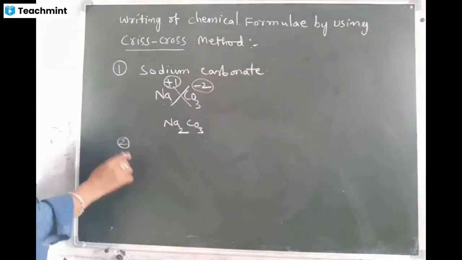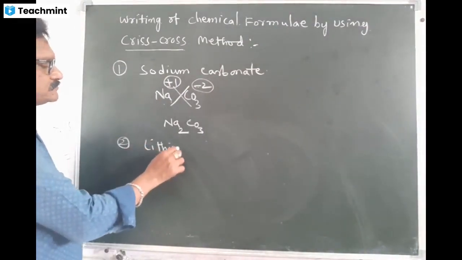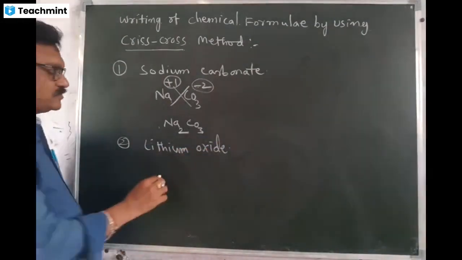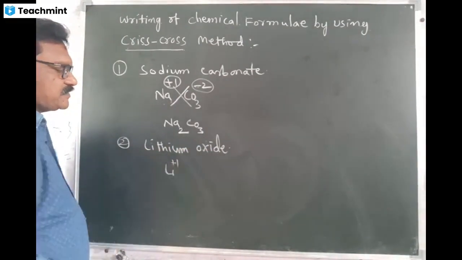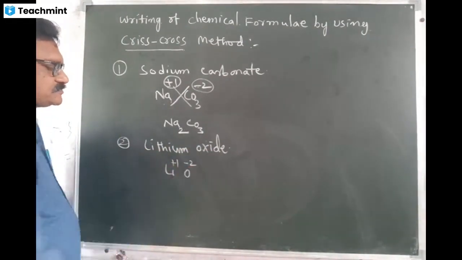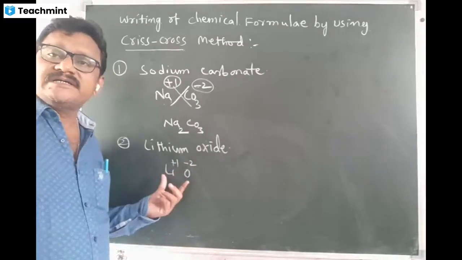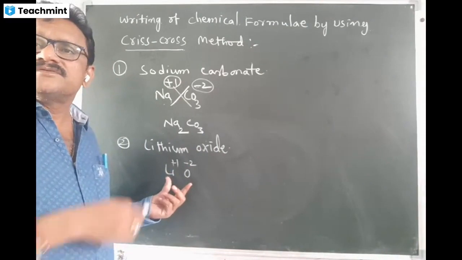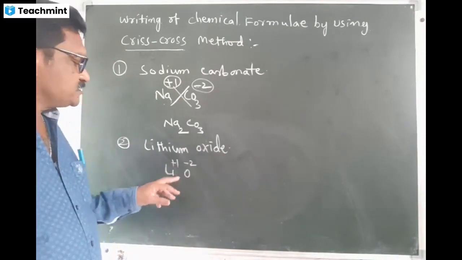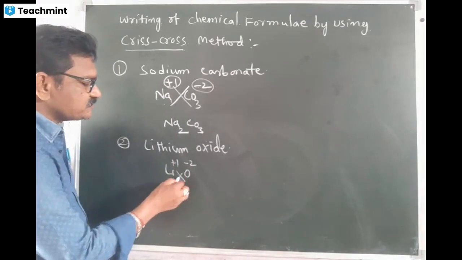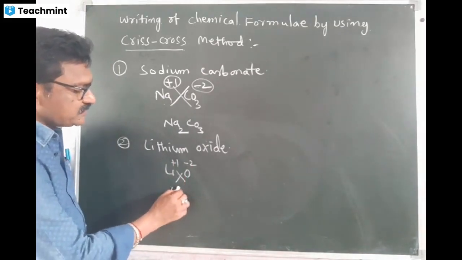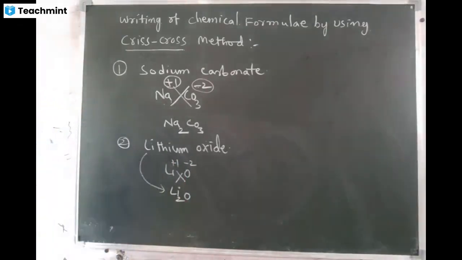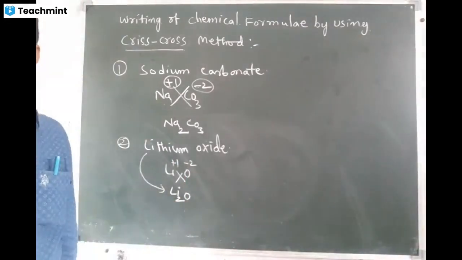Like that, next write lithium oxide. What is the formula of lithium oxide? You know the lithium charge is plus 1, Li plus 1, and the oxide charge is minus 2. Already we wrote these charges in our running notes, no? You have to practice this. So oxygen minus 2, lithium plus 1. Just cross over these charges. By this you are getting Li2O. This is the formula of lithium oxide. Is it clear to you?